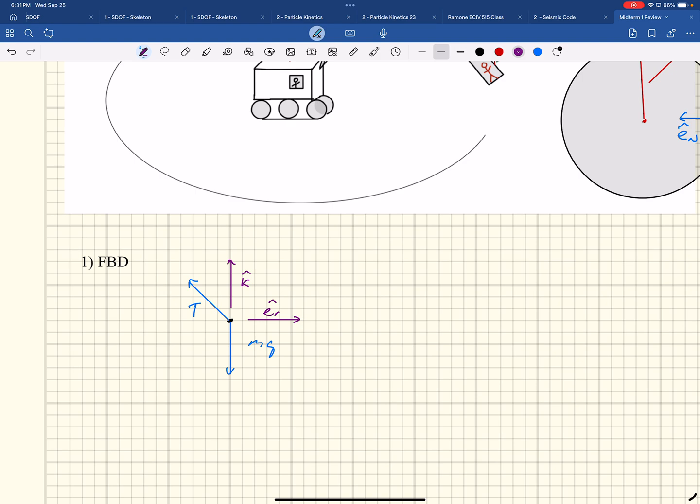If there was an alpha, back to the problem, there would be a component of T. T wouldn't just be straight up and down like this. It would actually have a component going into the board because there'd be some acceleration there. So T would actually have a component into the board. We don't know what that is.